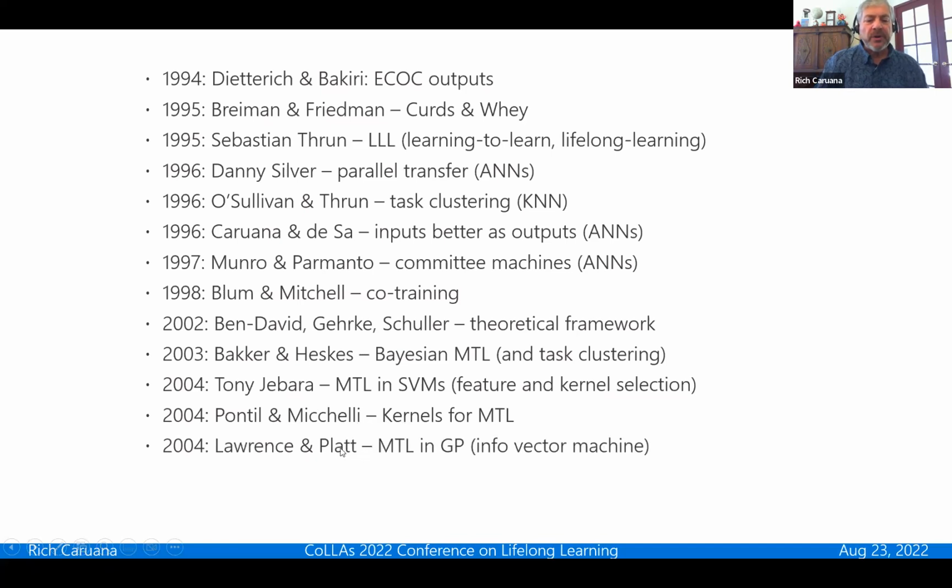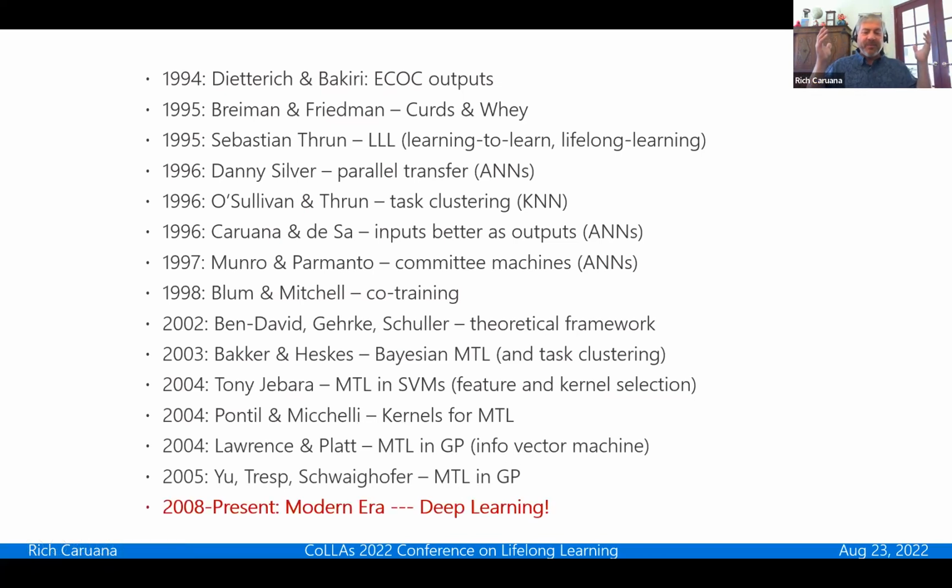And finally, we start seeing multitask learning happening in Gaussian processes, in GP. And this was the info vector machine by Lawrence and Platt. And then Yu, Tresp, and Schweighofer are starting to do even more multitask learning in GP just about the same time, although their algorithm is different than the info vector machine. And then deep learning happens.